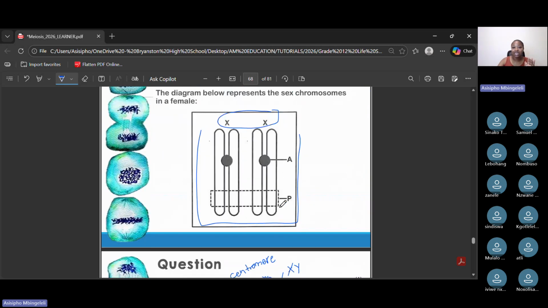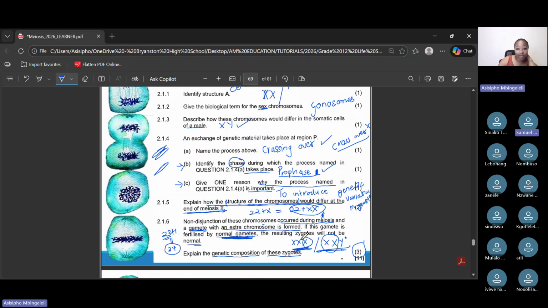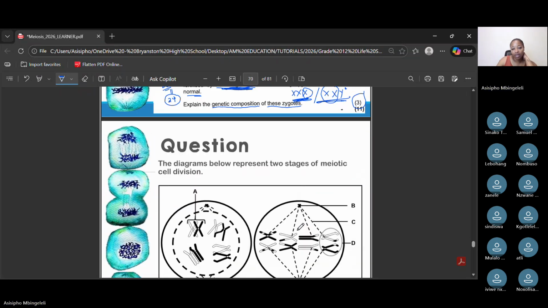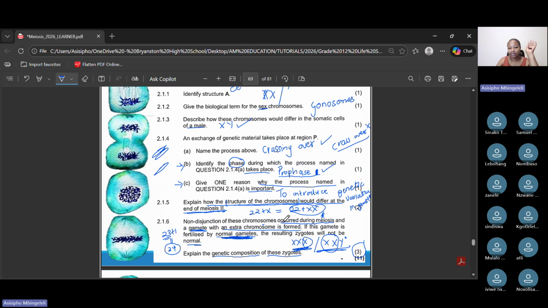It was specific. It is happening in the gonosomes. So this was very tricky. I will send you guys the memo now so that you can see everything. Okay, are there any questions on that?